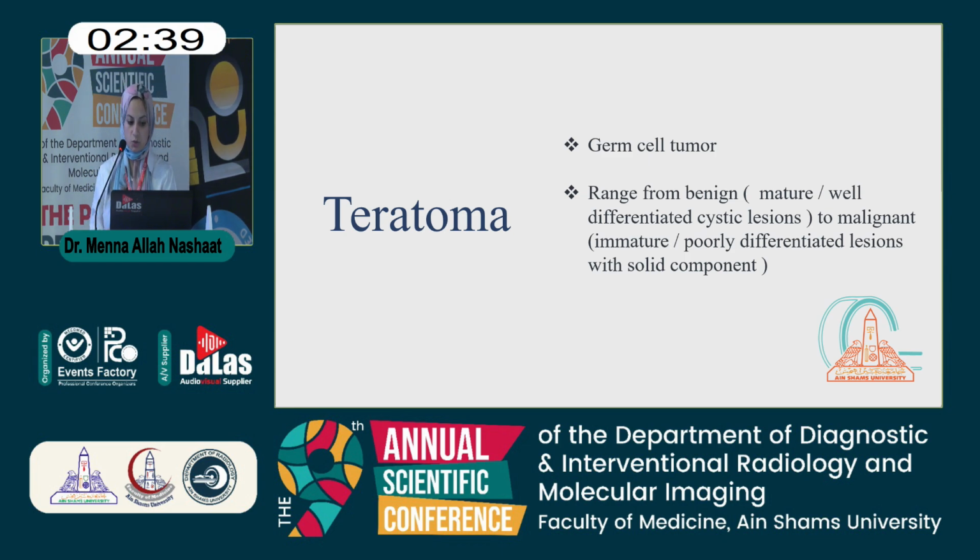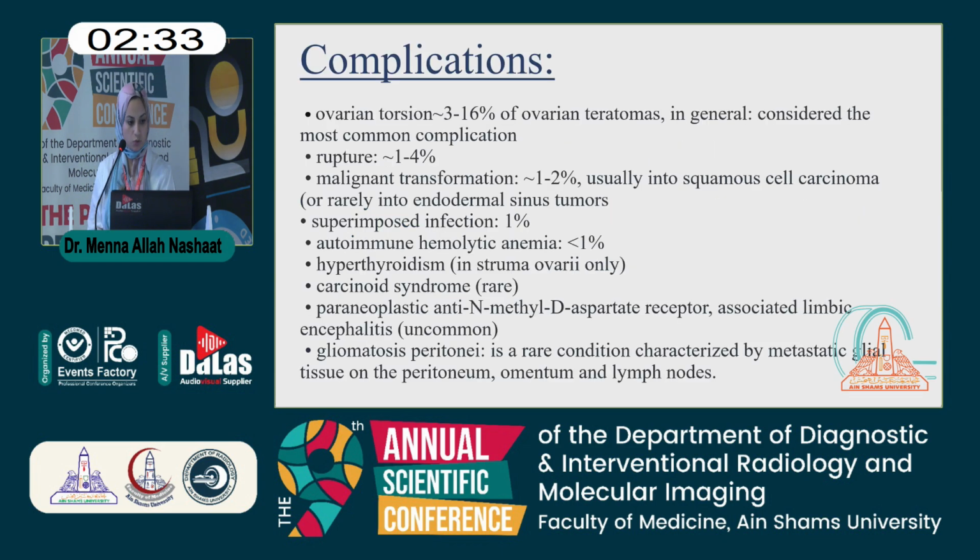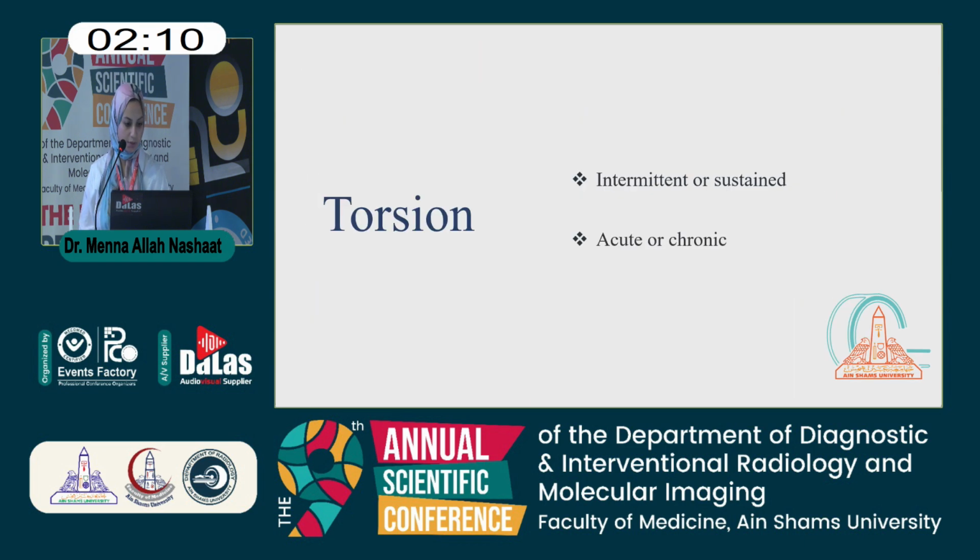It's a germ cell tumor, ranging from benign, which is mature cystic teratoma, to malignant, which is poorly differentiated or immature teratoma. The complications range from ovarian torsion, which is the most common complication, rupture, malignant transformation into squamous cell carcinoma, or endodermal sinus tumor if there is endodermal component, superimposed infection, autoimmune hemolytic anemia, hyperthyroidism if there is thyroid component, carcinoid syndrome, paraneoplastic, and gliomatosis peritonei.